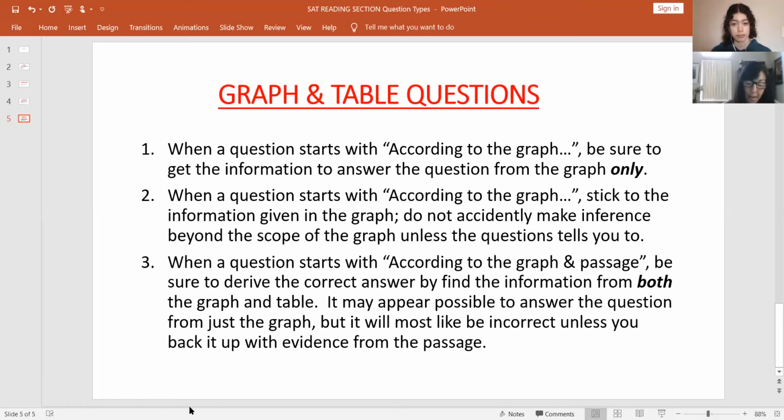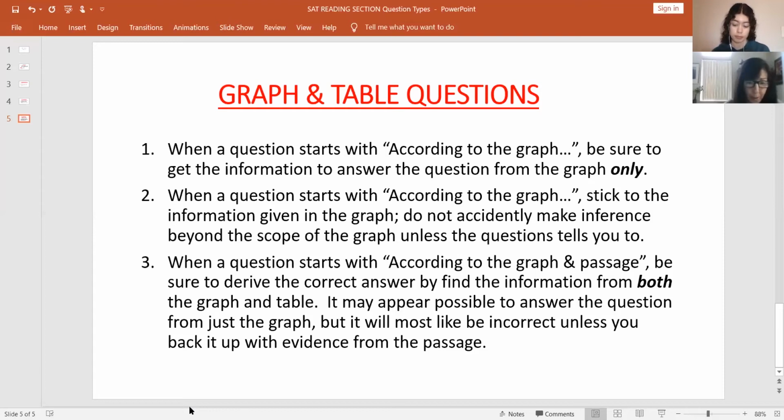Okay. Next point is when a question starts with according to the graph, stick to the information given in the graph. Do not accidentally make inferences beyond the scope of the graph unless the question tells you to. So if the graph is data, but then the question asks about emotions, and there's nothing in the data about emotions, you're not going to answer the question with something related to emotions. Stick to just the graph information, which is usually supposed to be factual.